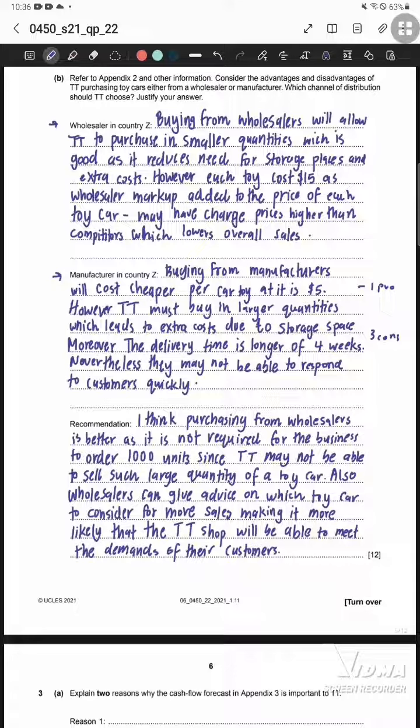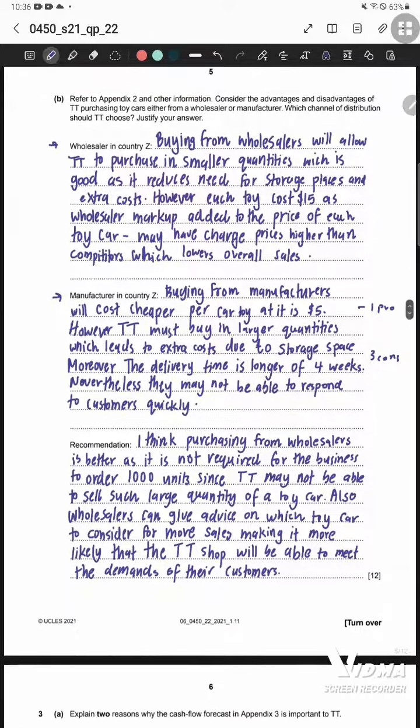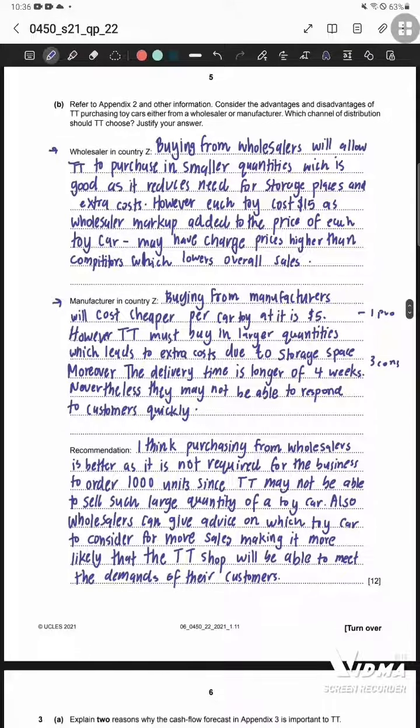It's obvious that the wholesaler is better overall, but you can choose the manufacturer, but you have to back up your opinion. I think purchasing from wholesalers is better, as it is not required for the business to order 1,000 units, since TT may not be able to sell such a large quantity of a toy car. Now we have to focus that they're only buying one product, so they can't buy a lot of it as it might not be successful. So they have to buy a small amount at first, or maybe each time, which will be good. They don't have to store the extra products, and it will add costs for renting or buying storage space.